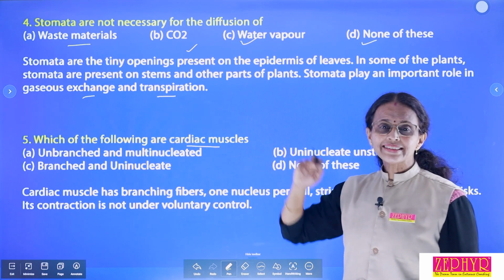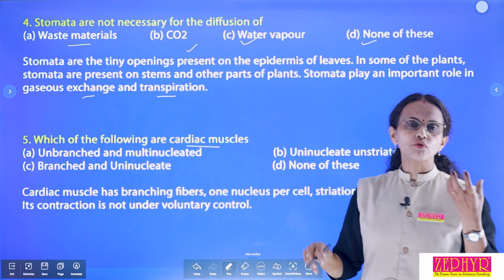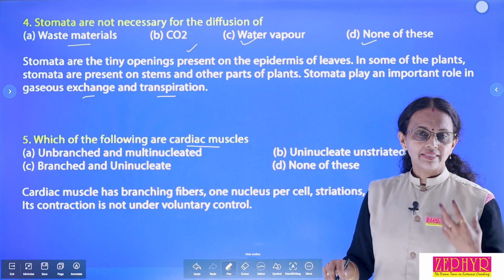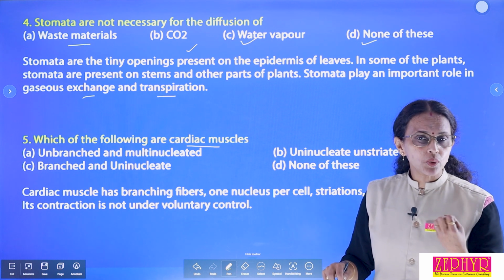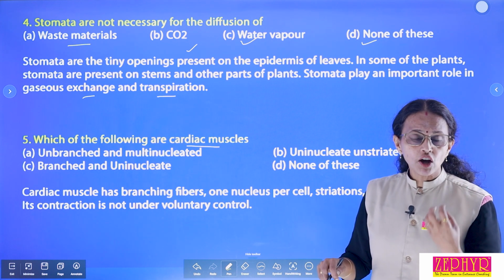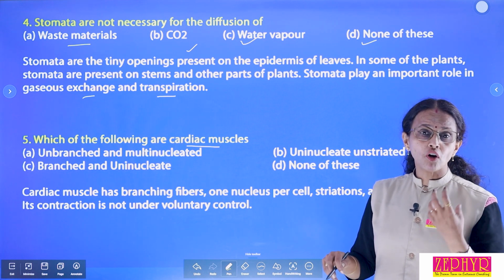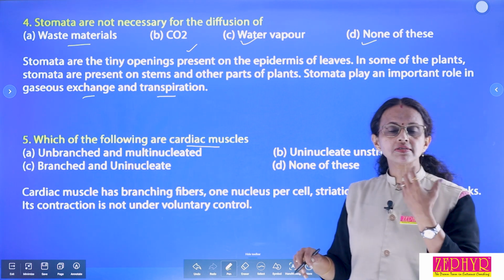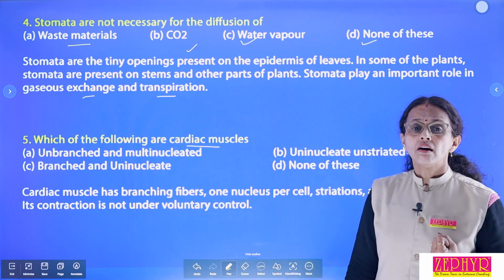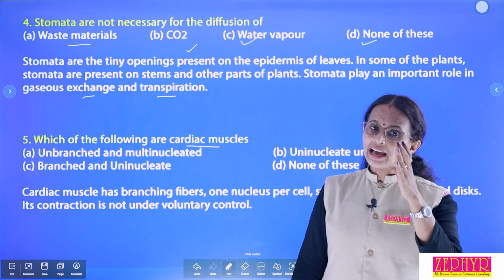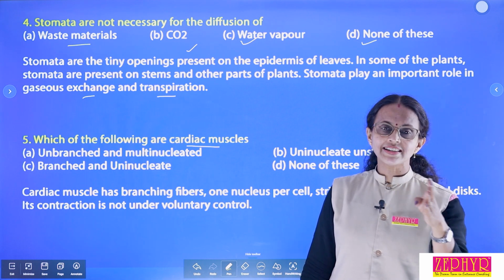Skeletal muscles are voluntary in action. They are unbranched, cylindrical and multinucleated. Skeletal muscles are also called voluntary muscles or striated muscles, having dark and light striations, lines are there.